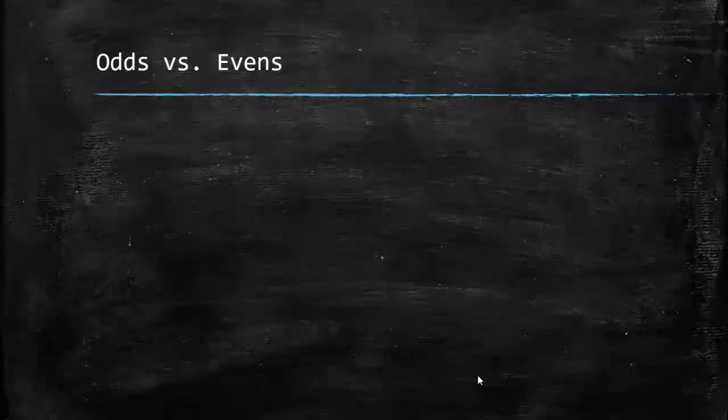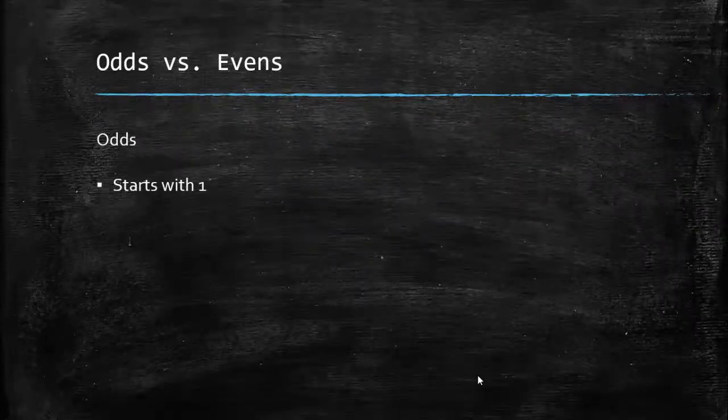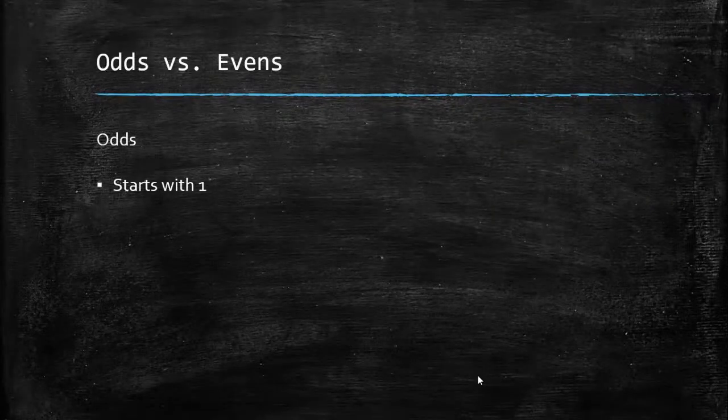First up is odds versus evens. Odds. All odds start first with 1. Now, if you're skip counting with odds, you can start at 1 or you can go through different numbers that involve the number 1. But all odds start at 1.